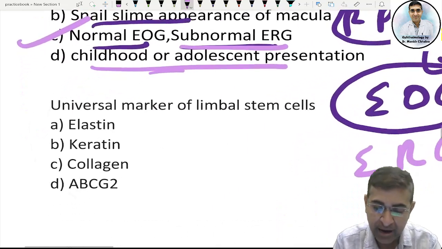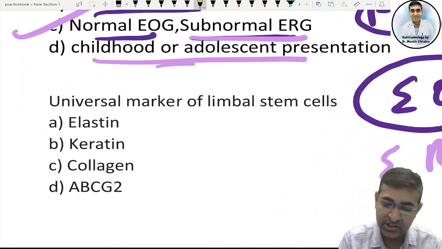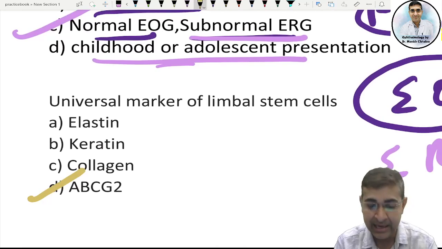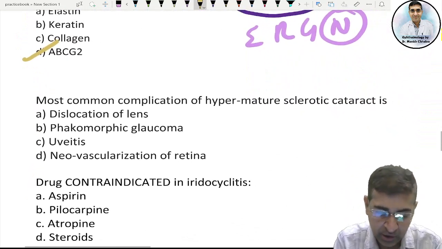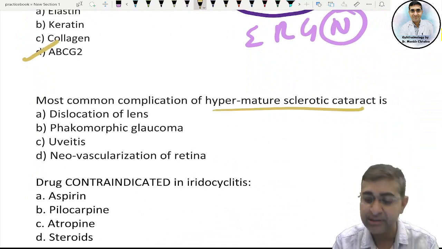Okay, the universal marker of limbal stem cells is, it is pretty straightforward, ABCG2. No more discussion on it. Okay, most common complication of hypermature sclerotic cataract.